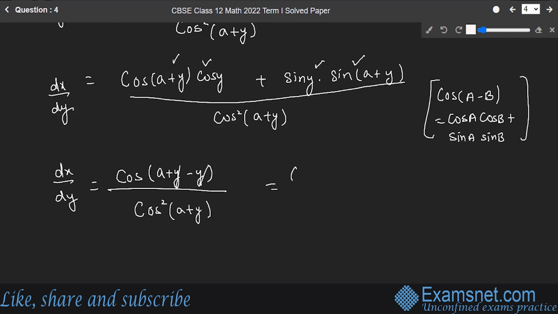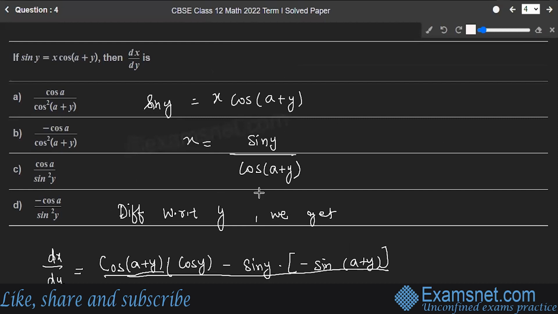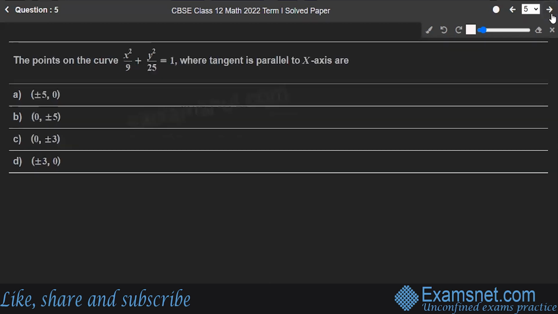You will have this as cos a upon cos square a plus y. So that's it. This is what we needed. So this is the answer. Let's check with the options. Cos a upon cos square a plus y is option A. Hope you got that. Let's move to the next question, number 5.